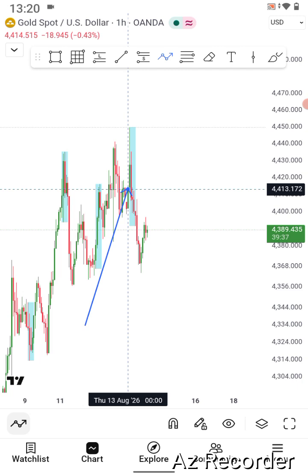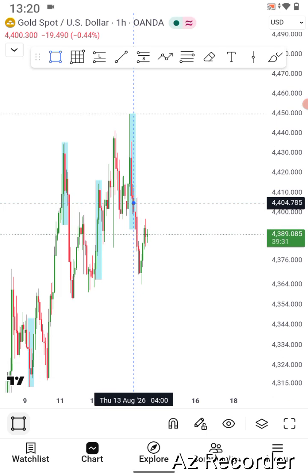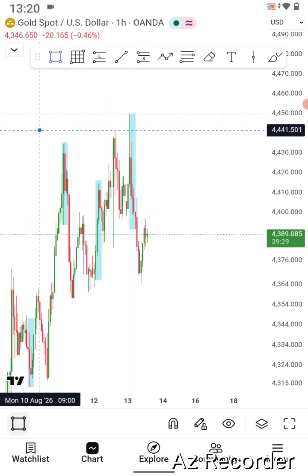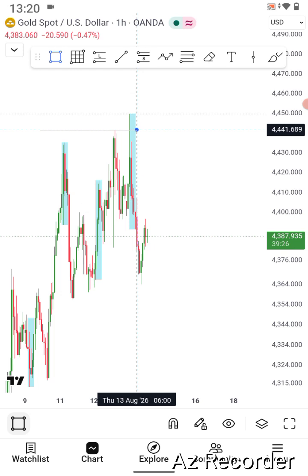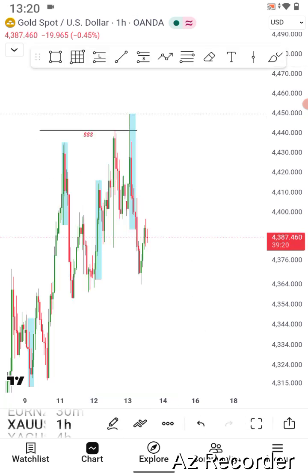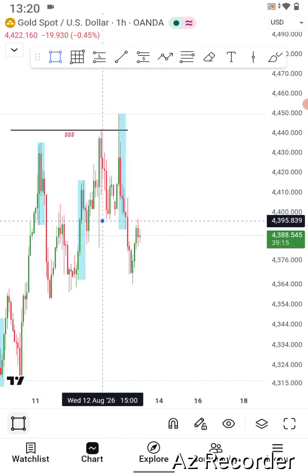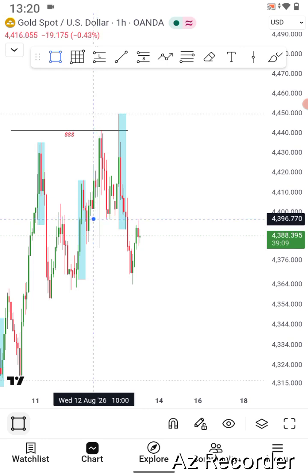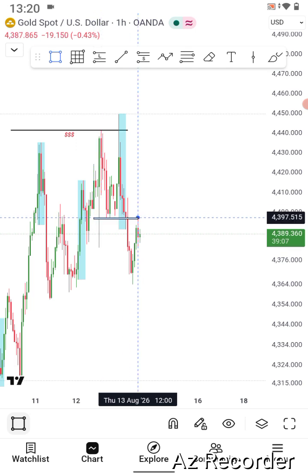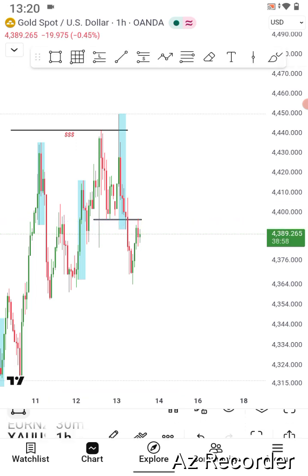So what do I want to mark? I'll mark the sweep of the old high. So let's mark that. Market swept this. It swept this liquidity. Are you seeing it now? It swept that old high. It turned around and broke structure. It gave us a break of structure. And then what caused the break of structure?